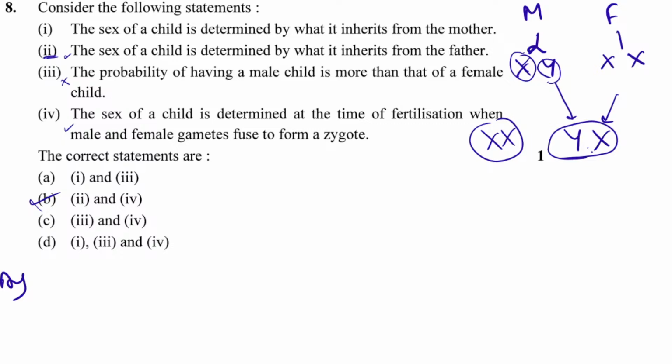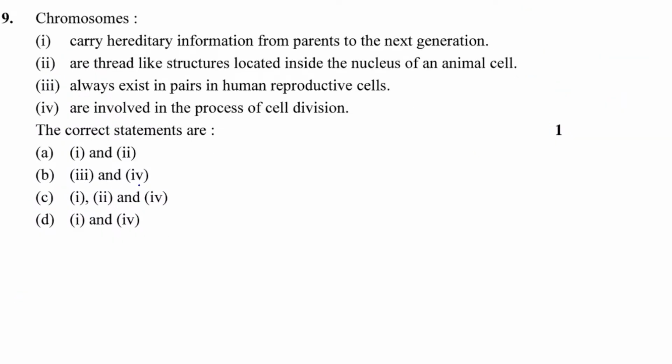Okay, let's move to the next one. Ninth one. So what is the ninth one? They are saying chromosomes carry hereditary information from parents to next generation. Yes, this is true. A thread-like structure is located inside the nucleus of the animal cell. Okay. Always exist in pairs in human reproductive cells.